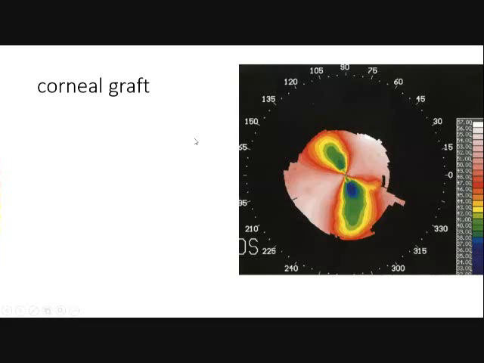So coming to a corneal graft, can anybody explain where are the tight sutures and where are the loose sutures? The tight sutures are at 120 degree and superiorly and inferiorly. So 120 degree and inferior, point, at 11 o'clock and at 5 o'clock. Good. So you see where are the warm colors.